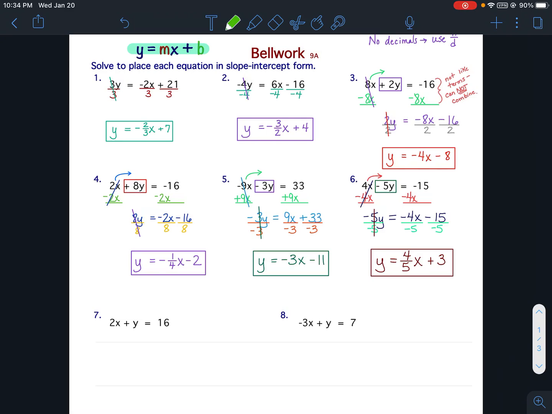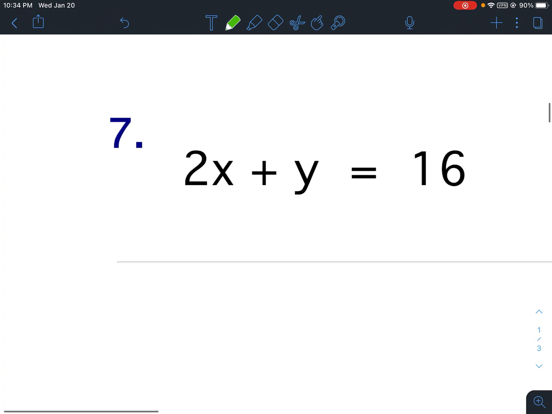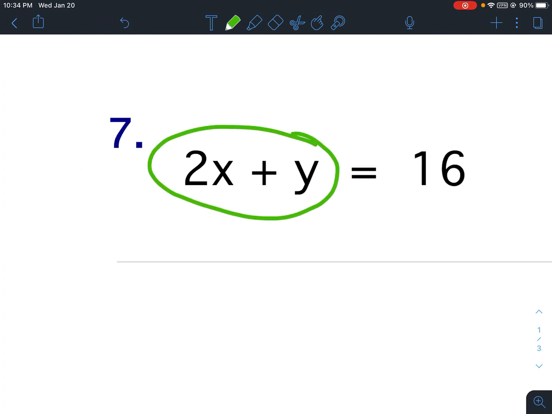Bellwork 9A continued. Questions 7 and 8. Looking at number 7, a common mistake made on this problem is to think that it's a two-step equation because x and y are on the same side. However, what is the coefficient of y? The coefficient of y is a positive 1.